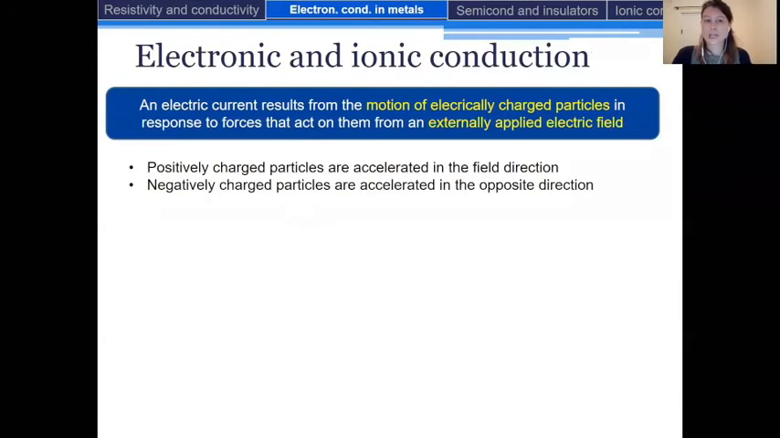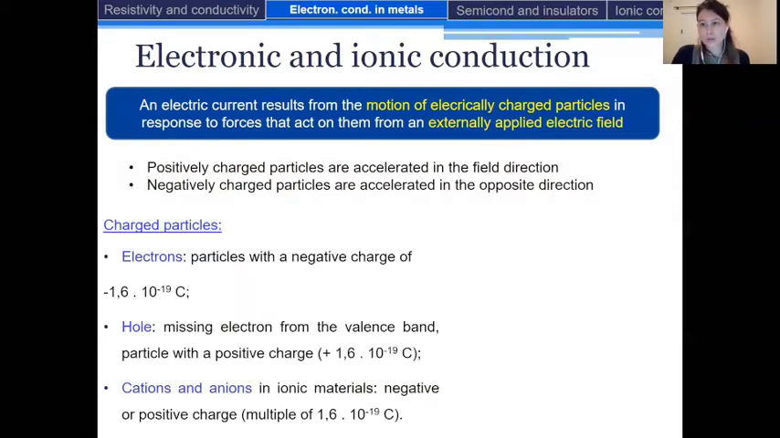Now let's introduce electronic and ionic conduction. So an electric current results from the motion of electrically charged particles in response to forces that act on them from an externally applied electric field. So globally, the positively charged particles are accelerated in the field direction, whereas the negatively charged particles are accelerated in the opposite direction. And so what do we have in our material as charged particles?